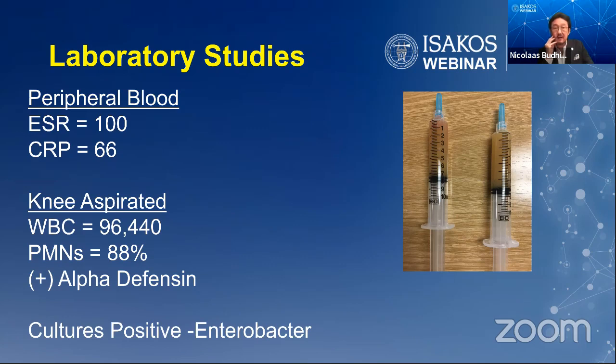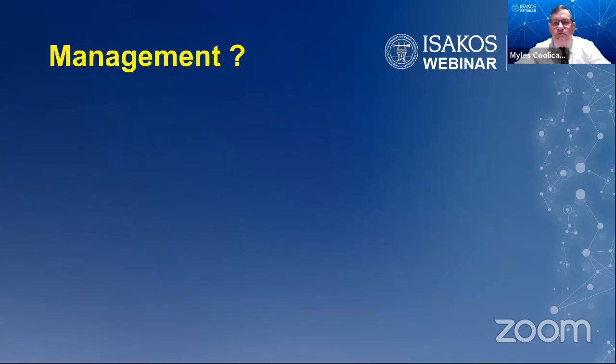No further? Yes, this is already aspirated and it shows that it is a PJI. So by this, I would like to do a two-stage revision, Miles. Okay, thank you, Nico. Would everyone else on the panel agree that this is a chronic infection and that it's a 2-stage reimplantation?